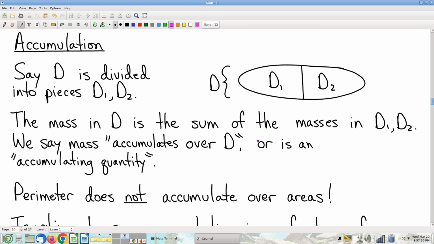We've actually done a lot of this throughout the course. I just didn't use the word. The word here I want to introduce is the idea of accumulation and an accumulating quantity. Here's the idea of accumulation. What we mean is the whole is the sum of the parts. Chop it up, add it up.